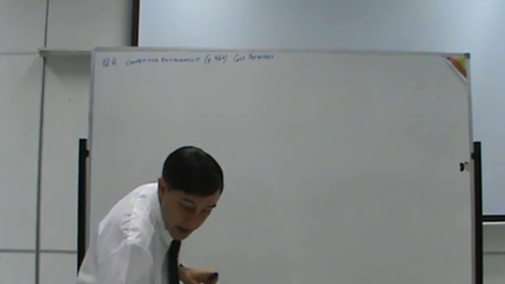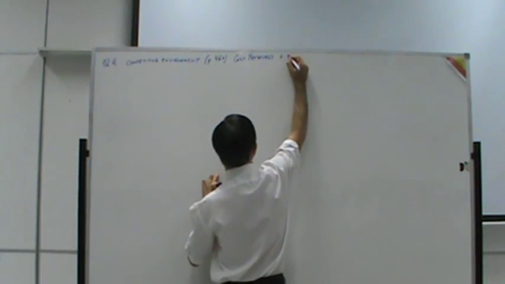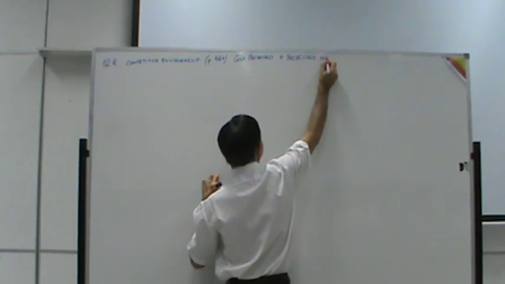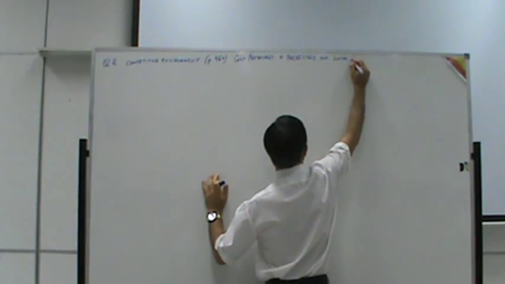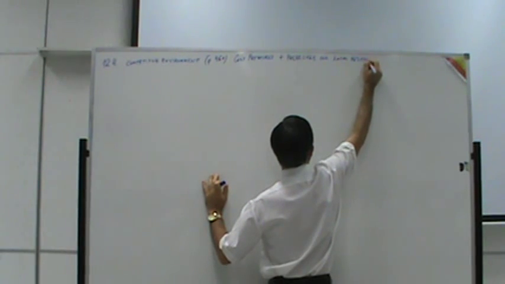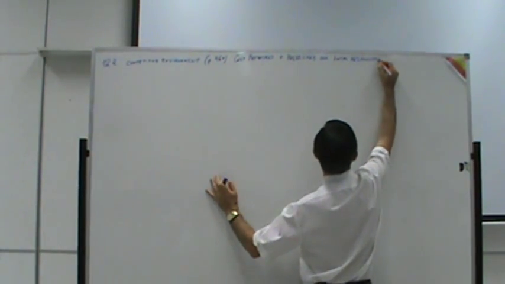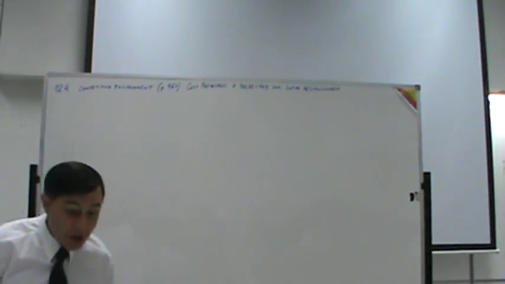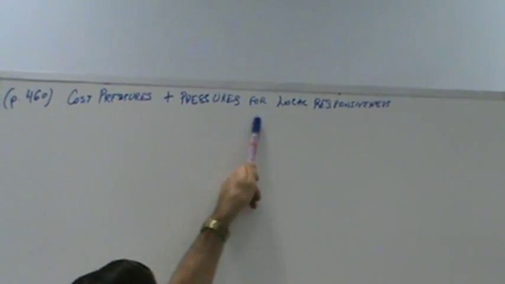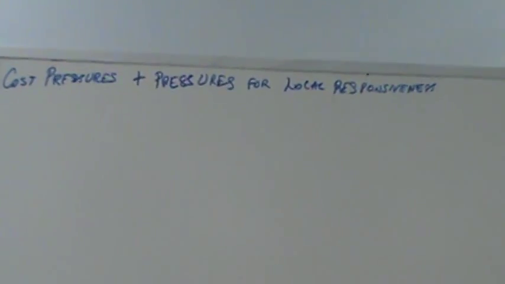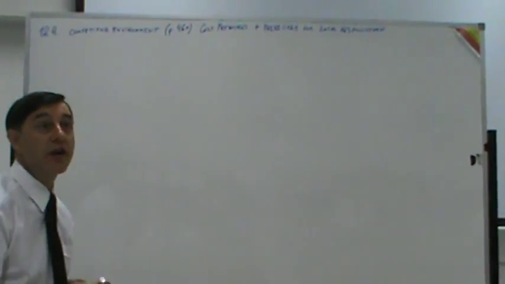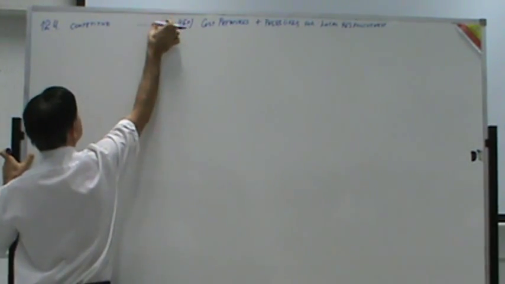Cost pressures and pressures for local responsiveness. The section is called cost pressures and pressures for local responsiveness. These are generically known as the competitive environment, or I can change it like this, competitive pressures.